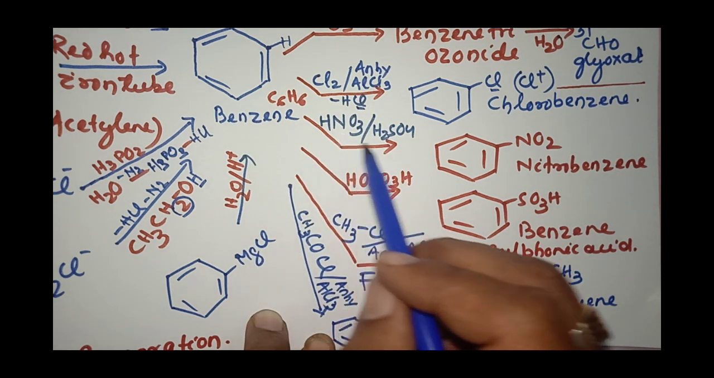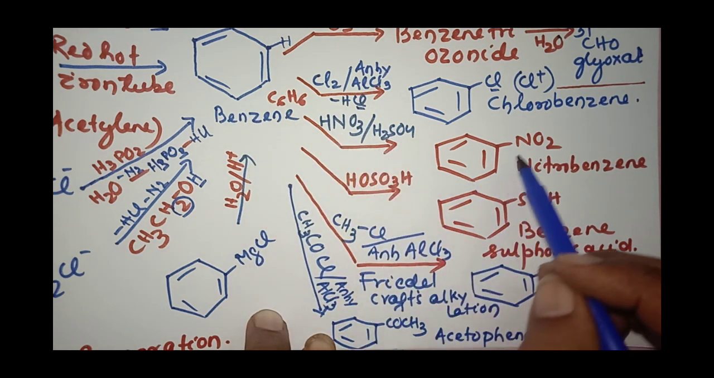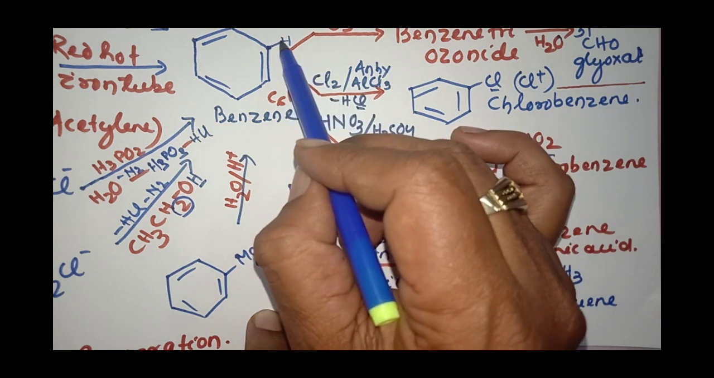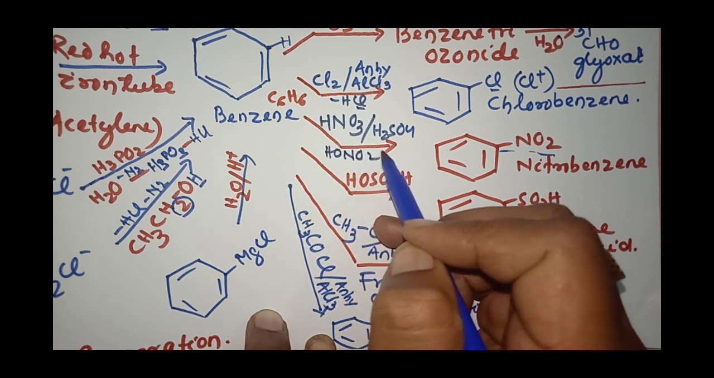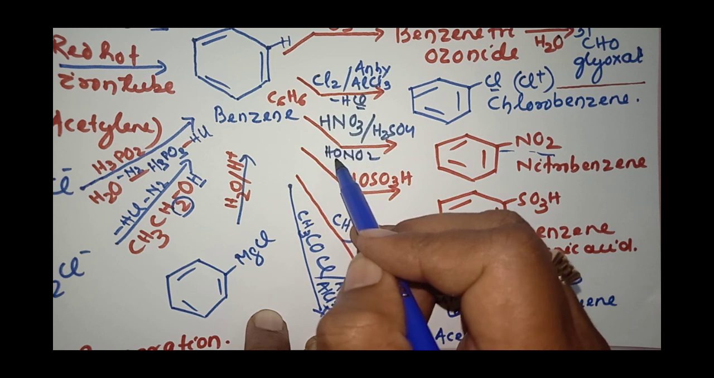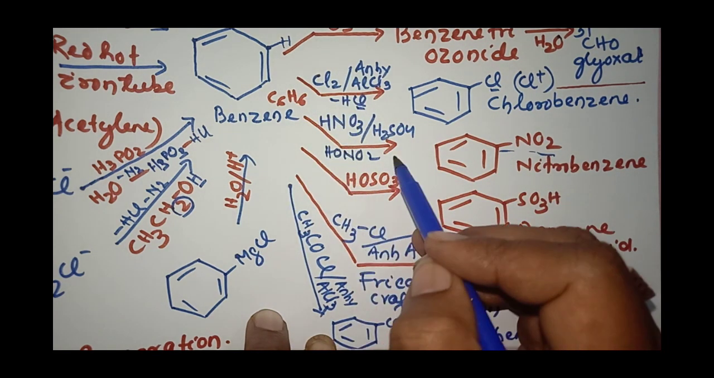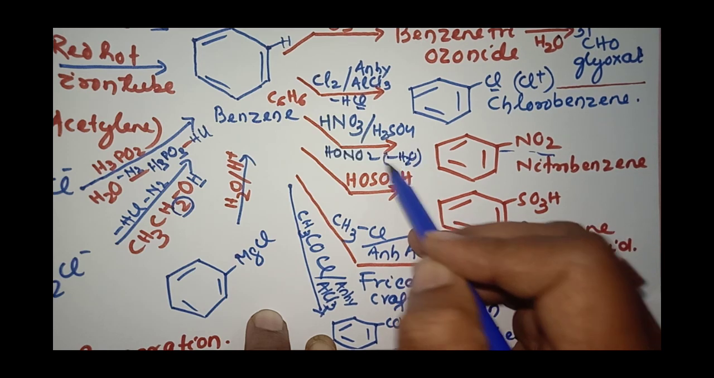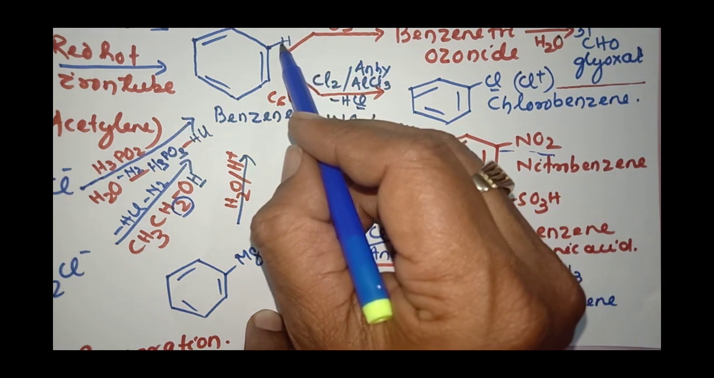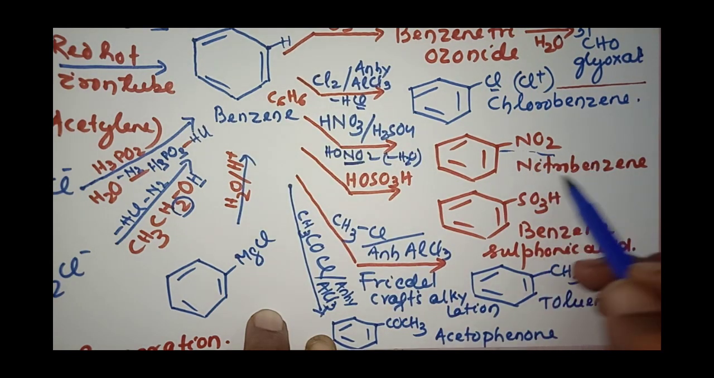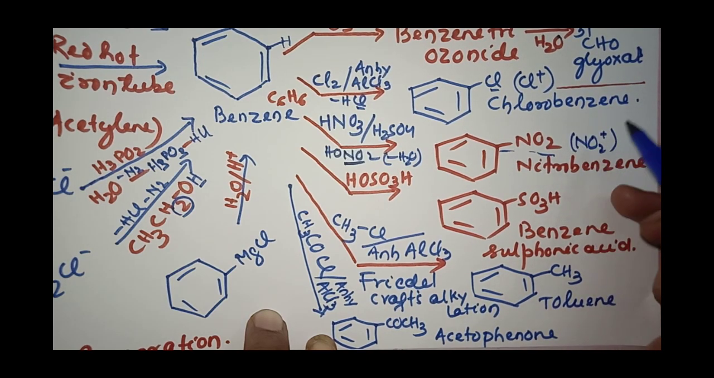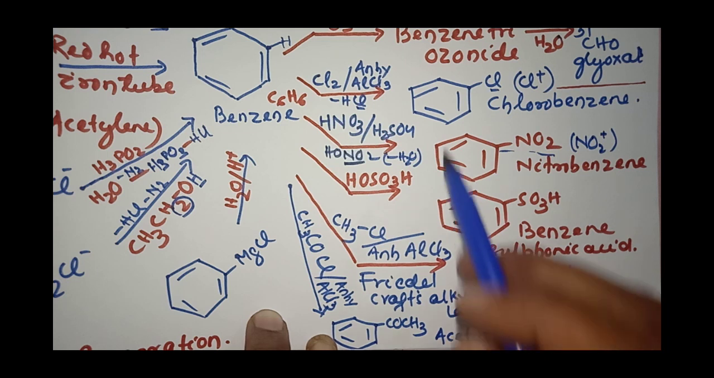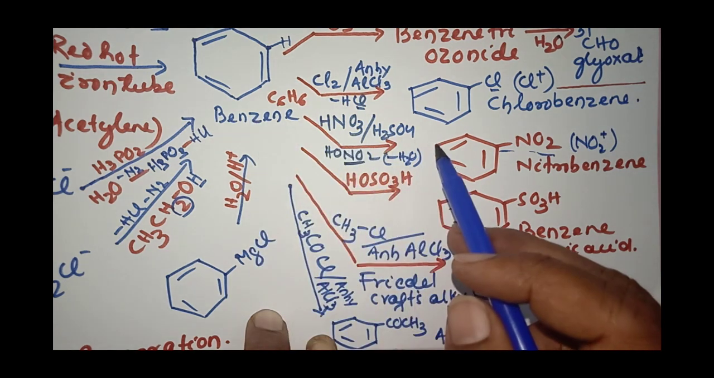When benzene is treated with HNO3 and H2SO4, the nitrating mixture, nitrobenzene is produced. You see, this is H and this is HNO3. We can write HONO2. This H and this HO are removed as water, and this NO2 group is connected to this carbon. You see over here, this is nitrobenzene, and for this reaction the electrophile is NO2 plus. This is an electrophilic substitution reaction, like chlorination of benzene.